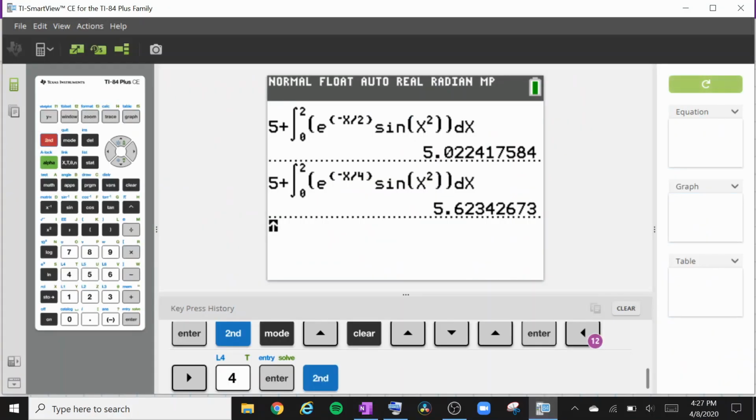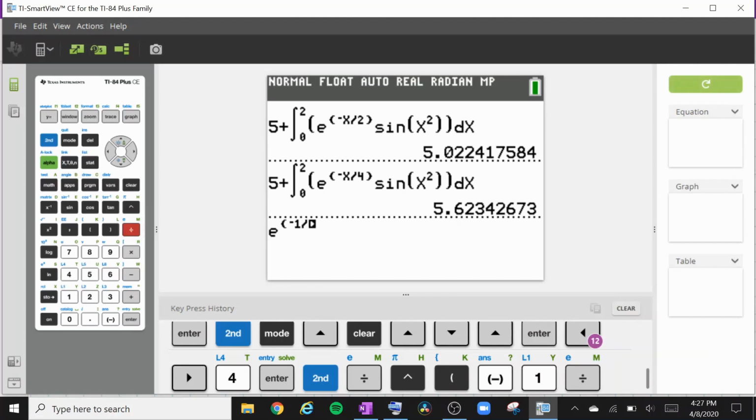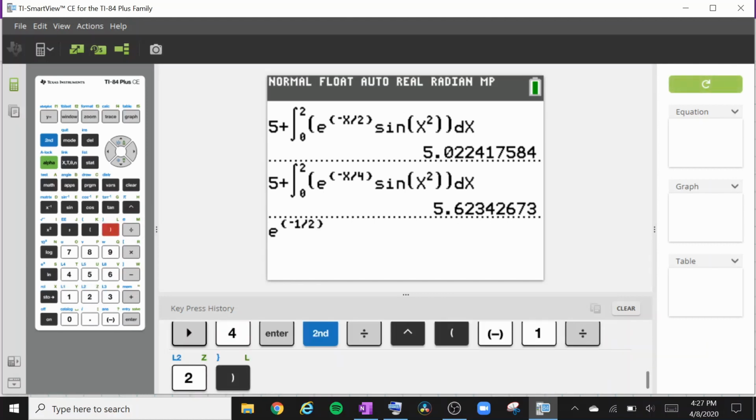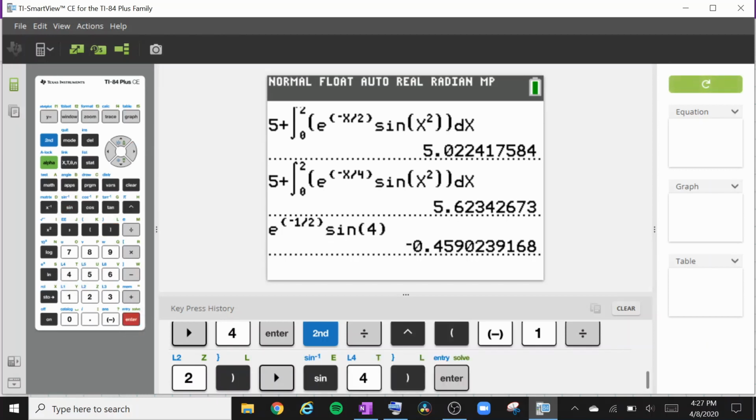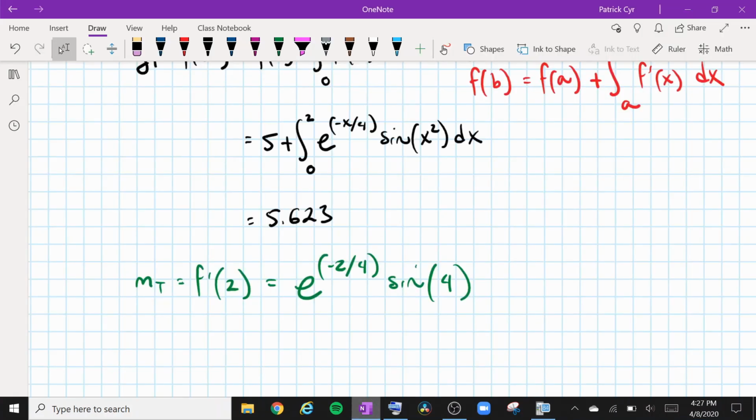So e raised to the negative 1/2, or negative 2 over 4, times sine of 4 in radians. And we get negative 0.459. So that is going to lead us to our answer.